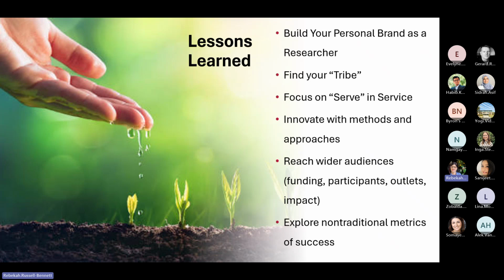It's about the mindset. A lot of these cool topics really require innovative methodologies and innovative ways of doing things. And personally, I find that very exciting because you're going away from the traditional methods and you're coming up with new ways of doing things. You're reaching wider audiences, doing research with impact, whether it's funding, participants, or a different type of impact, and you're exploring non-traditional metrics of success. So success is measured differently.